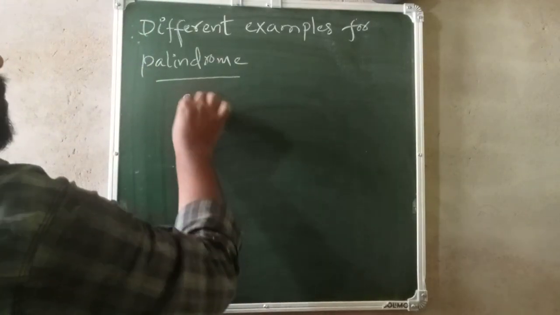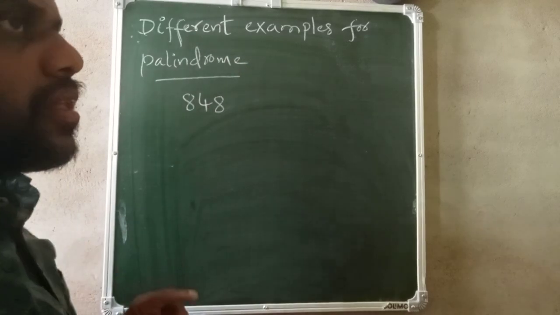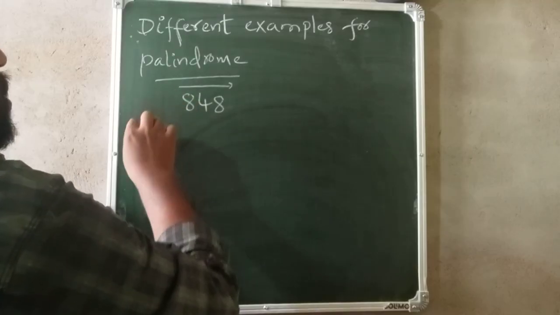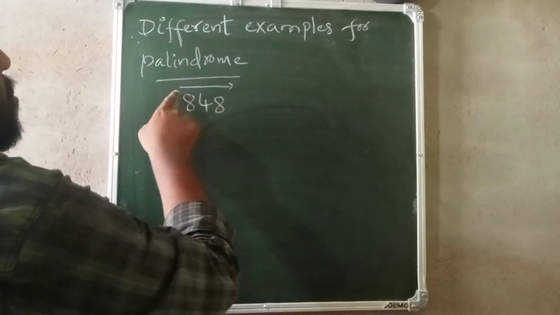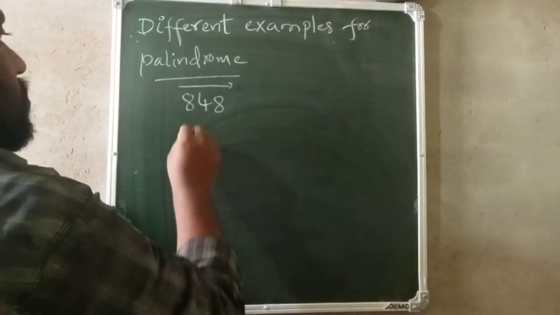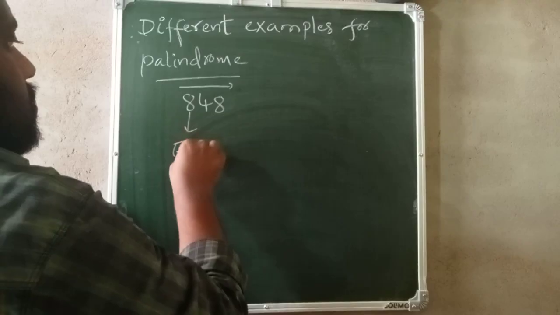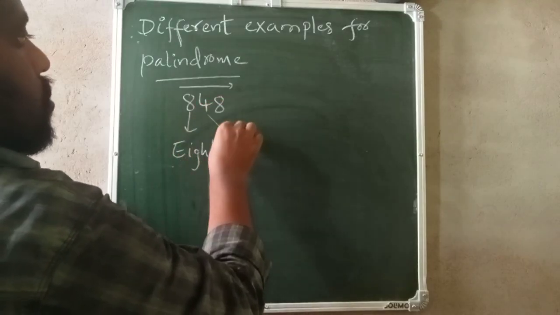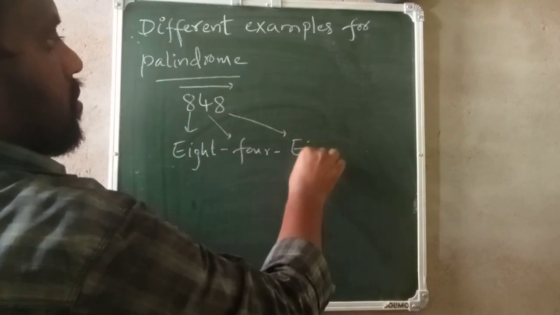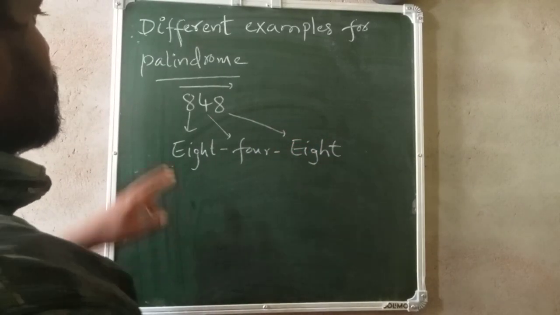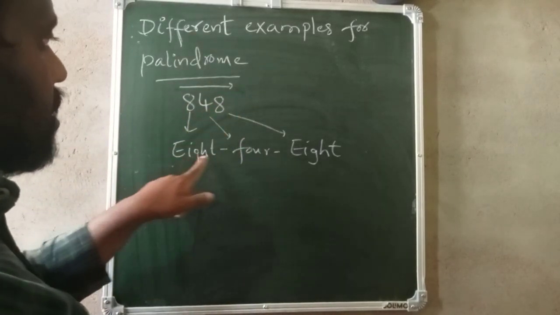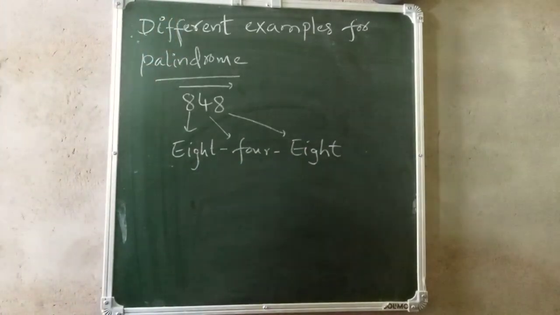For example, I will take the number 848. If you read from left to right, in this direction, how can you read 848? We will read like this: 8, 4, and next this is also 8. If you read from left to right, you read 848. Like this, 848.